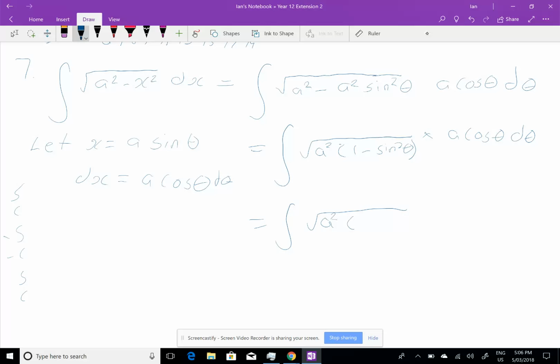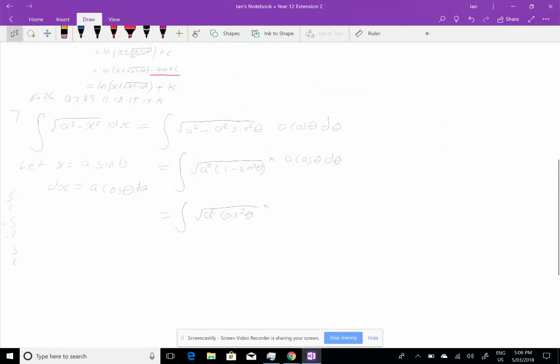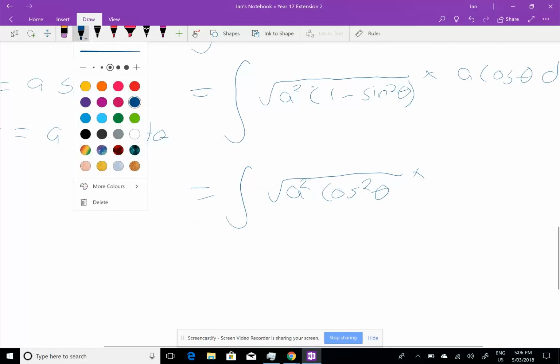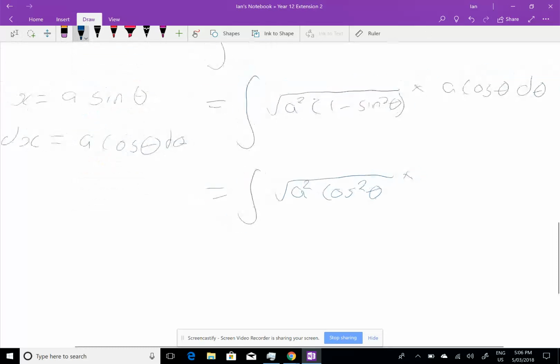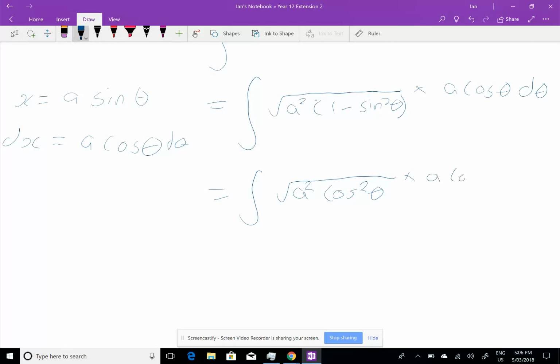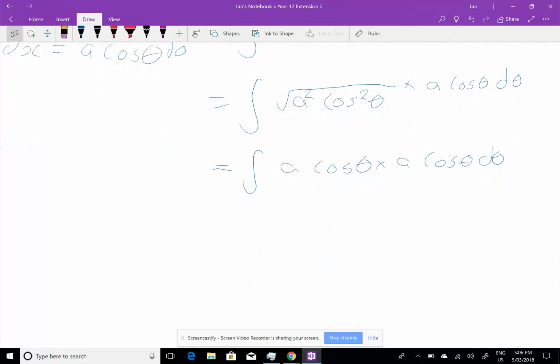And that's going to give me the integral of a squared cos squared theta times a cos theta d theta, which equals the integral of a cos theta times a cos theta d theta. Well, that's great. That means I can get that a times a is a squared. I'm taking that out the front. I get cos squared theta d theta.